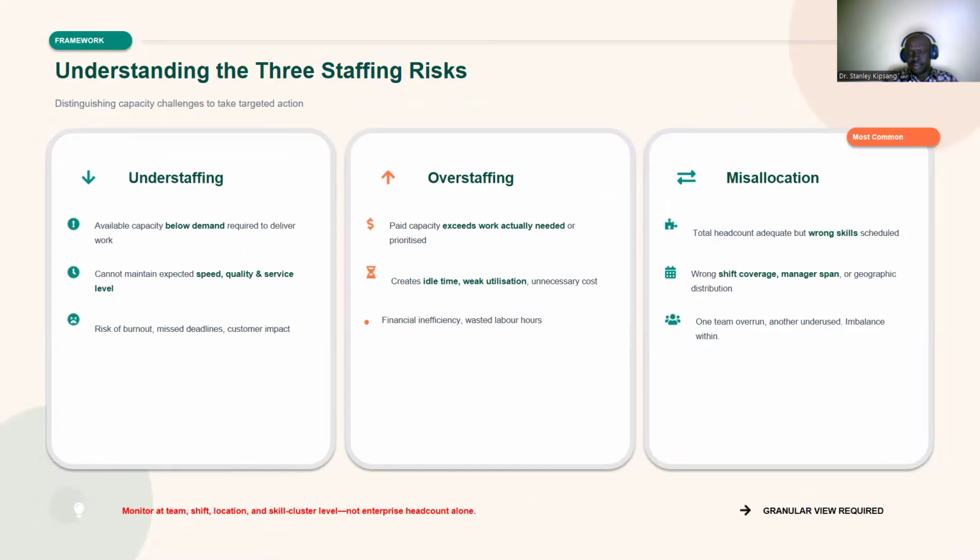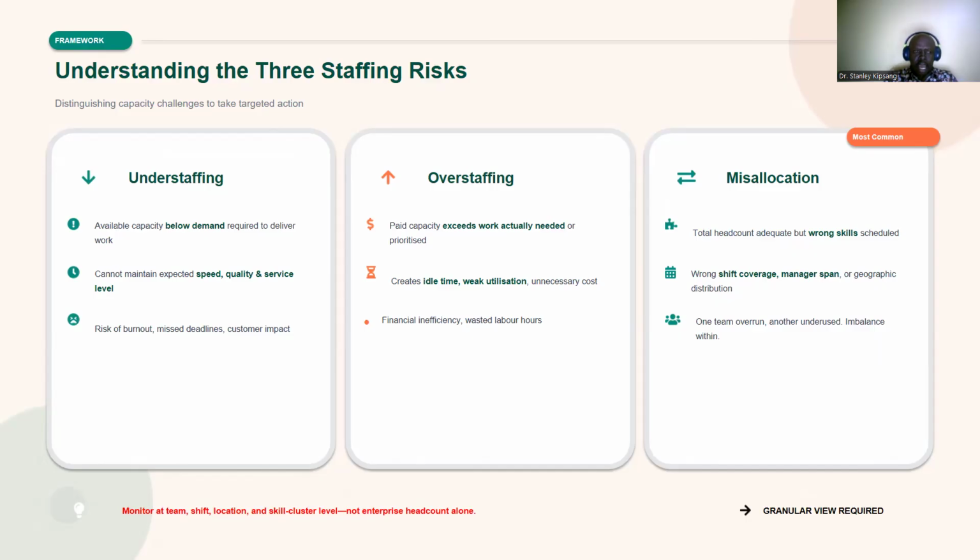What is understaffing? Understaffing is when you have available capacity below the demand required to deliver the work. Meaning that you don't have the right number of people to undertake the different work or tasks available. So you cannot maintain the expected speed, quality, or service levels because you don't have a sufficient number of people to take these responsibilities. So what are the risks with this?